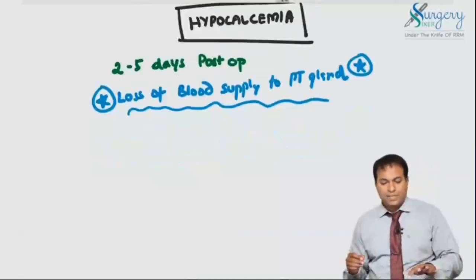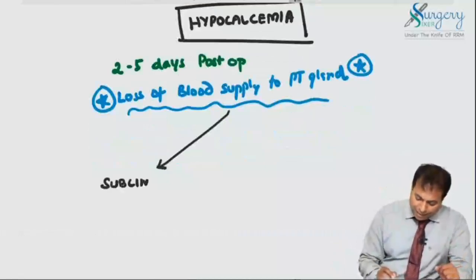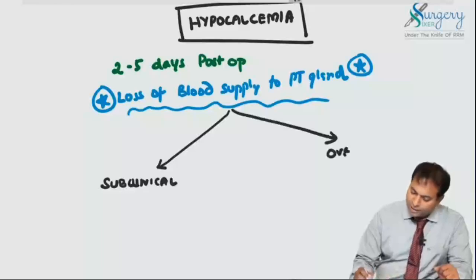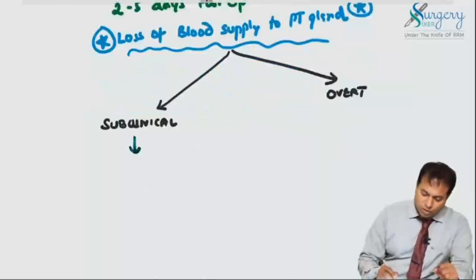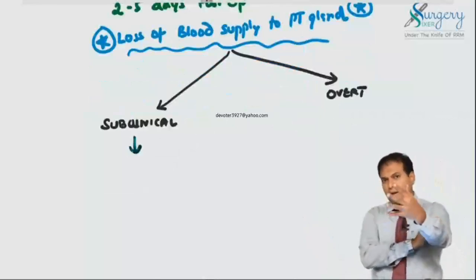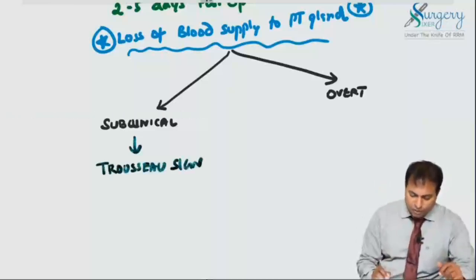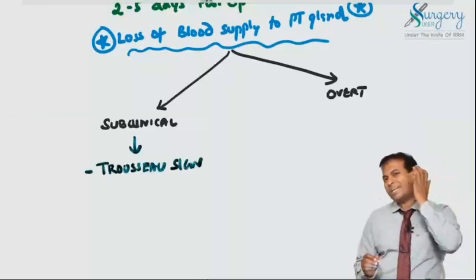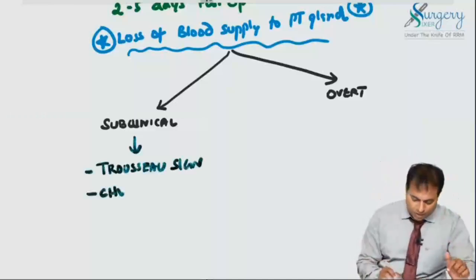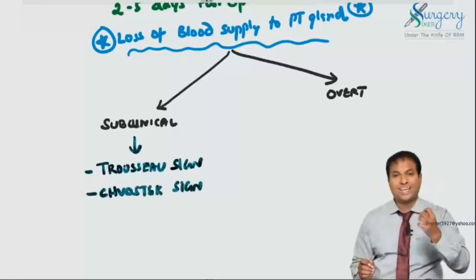So this can manifest in different ways. What are the ways it may manifest? It can manifest subclinically, or it can manifest as overt. Subclinical hypocalcemia is diagnosed by certain signs. The house surgeon is measuring the BP, and at that time the hand goes into spasm. This is known as what sign? Carpal spasm. This sign is Trousseau sign. On raising the BP cuff, the patient develops Trousseau sign, carpal spasm. And when you tap in front of the ear, there will be twitching in the face. That is known as Chvostek sign. So tapping in front of the ear causes twitching, Chvostek sign, and Trousseau sign are the subclinical signs.